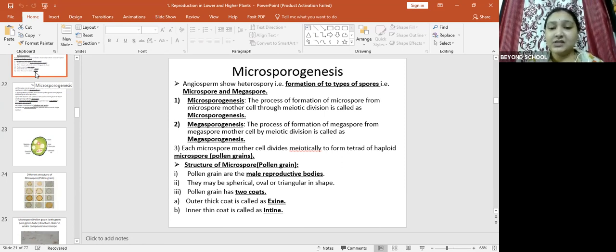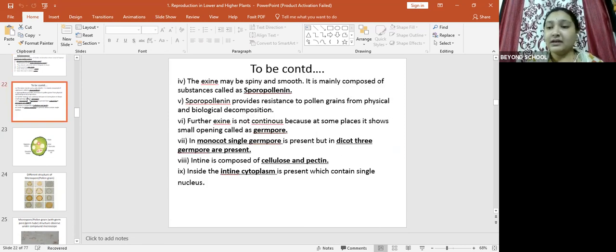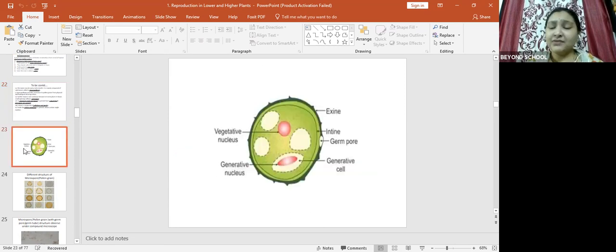And then we saw how many coats are present, isn't it? Then we saw that the chemical produced by the tapetum is present on the exine. Even we saw that monocots produce a single germ pore. This germ pore further develops into a germ tube, which we also call the pollen tube. Therefore, this is the structure of a pollen grain, right?